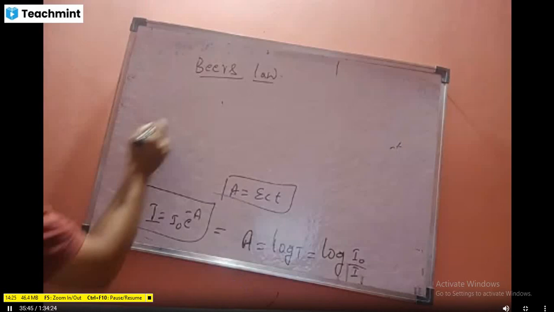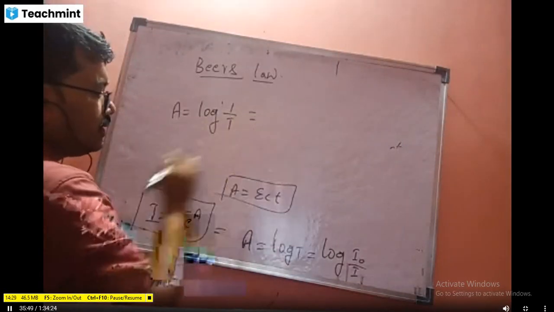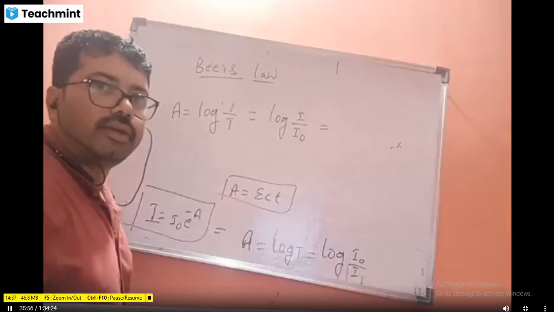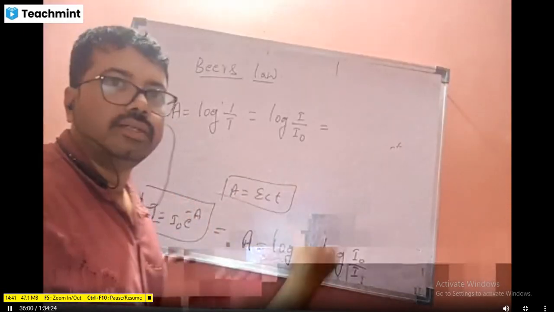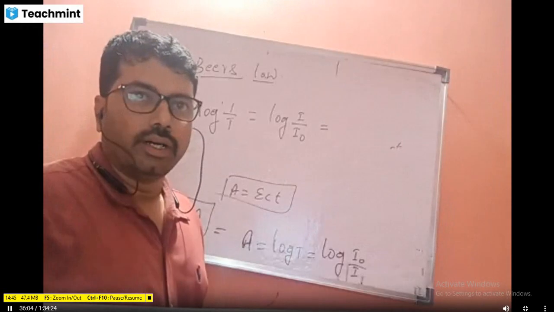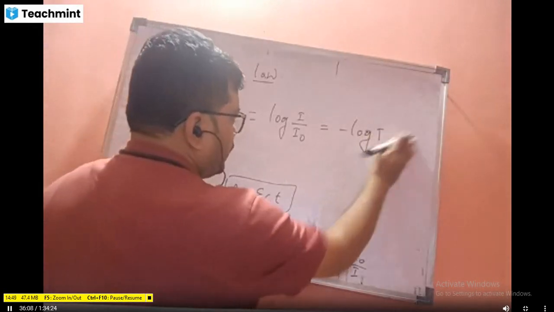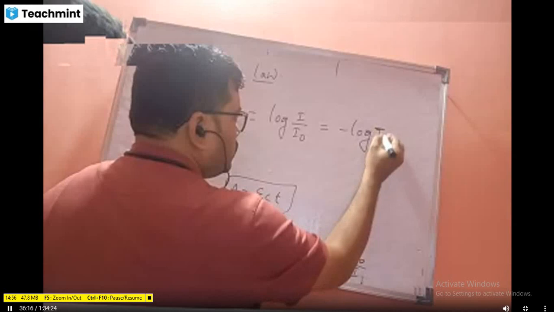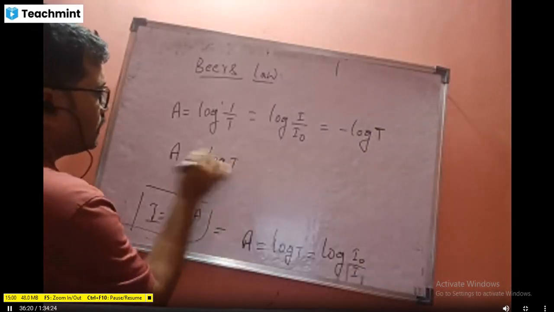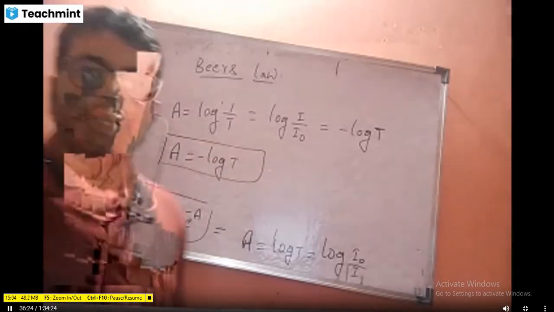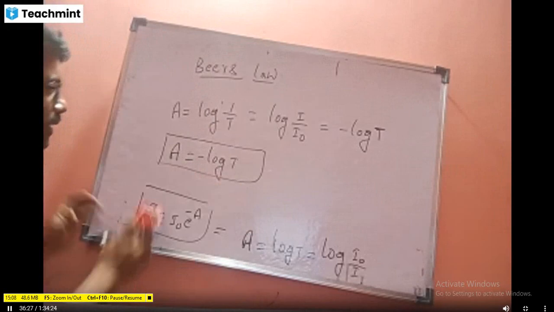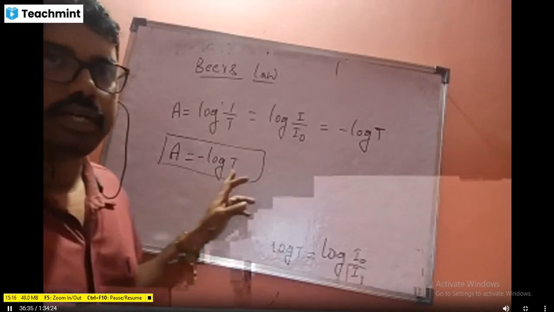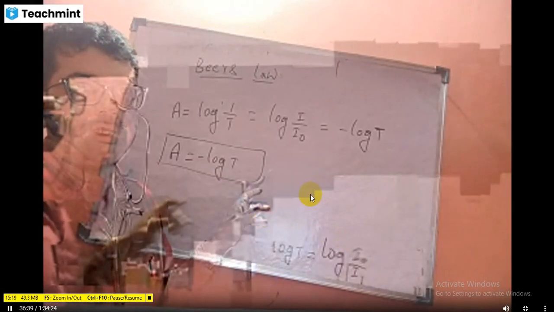If A is equal to log 1 by T, which is equal to log I naught by I, then log I by I naught is equal to minus log T. So the final absorbance is equal to minus log T, where T is the ratio of transmitted light to incident light.